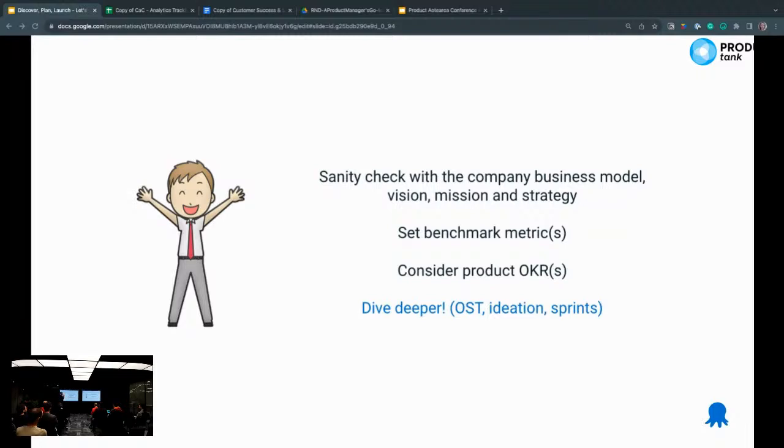Final things, just do sanity checks. Ensure that everything you build is actually still aligned with your business. Set something like a North Star metric or benchmark or health metric. Measure your progress. Know whether you're actually getting there, because it's so easy to build this stuff and then start delivering something completely different. Think about product OKR for a quarter or 6 months, not for your team, but maybe for the product. So again, you know the direction you're going and you know how you're getting there.